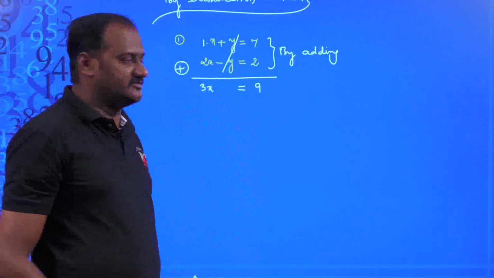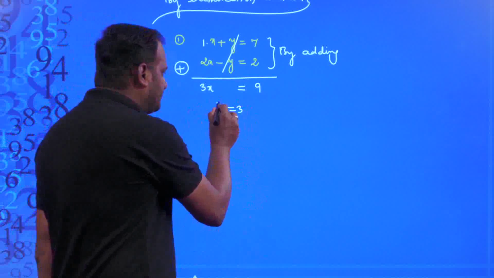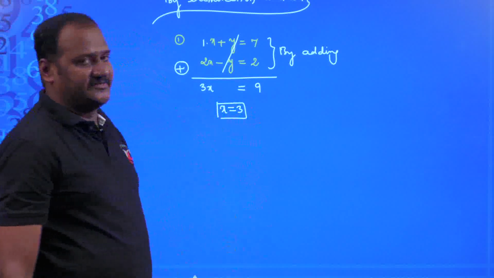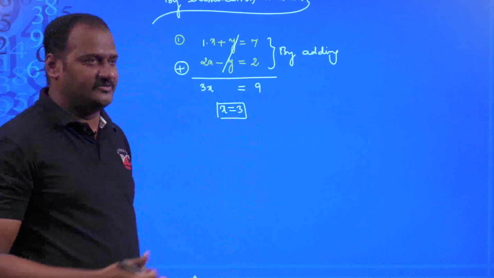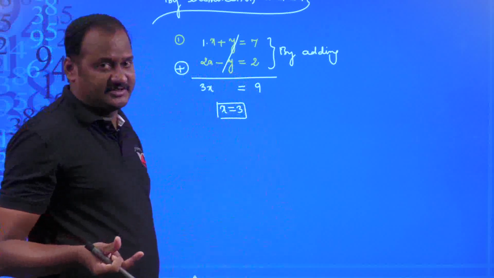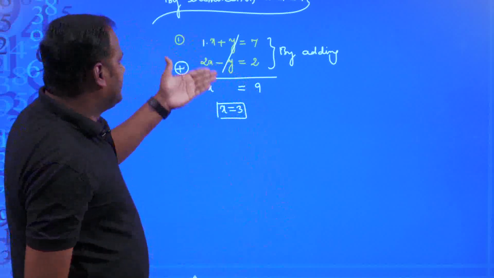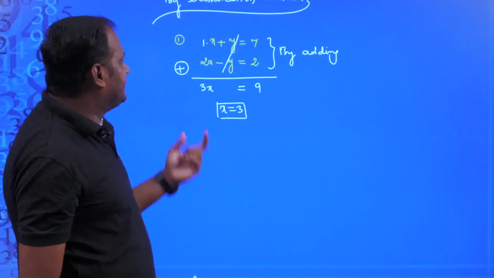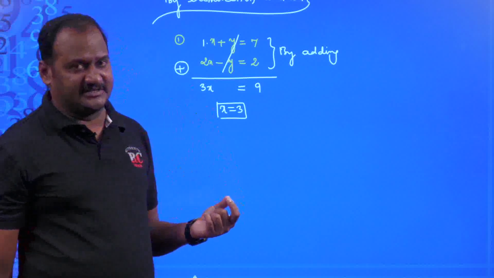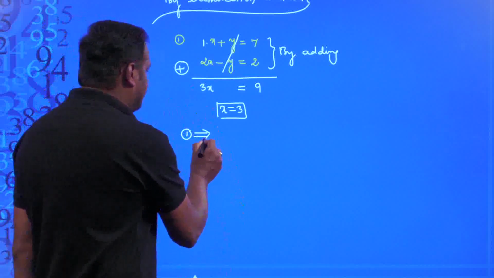3 into how much is equal to 9? 3 into 3 is equal to 9. So, the value of x is equal to 3. After getting the value of x, to get the value of y, obviously you will have to go back to one of the equations which you feel has simpler coefficients, then substitute back in it. Out of the first and second equations, I feel that the first equation is simpler in coefficients, right.